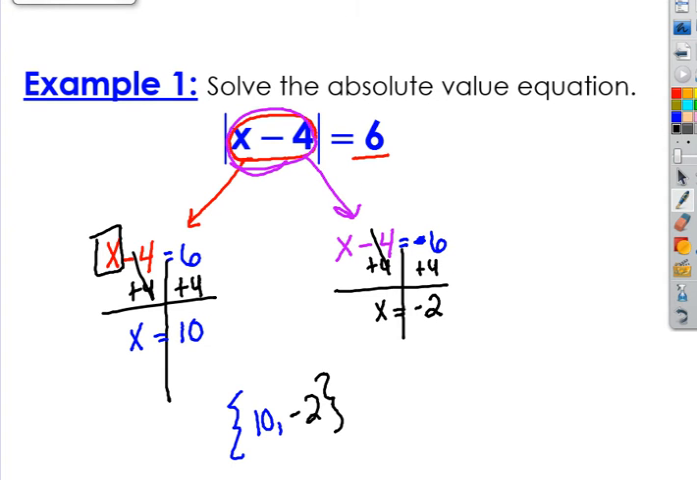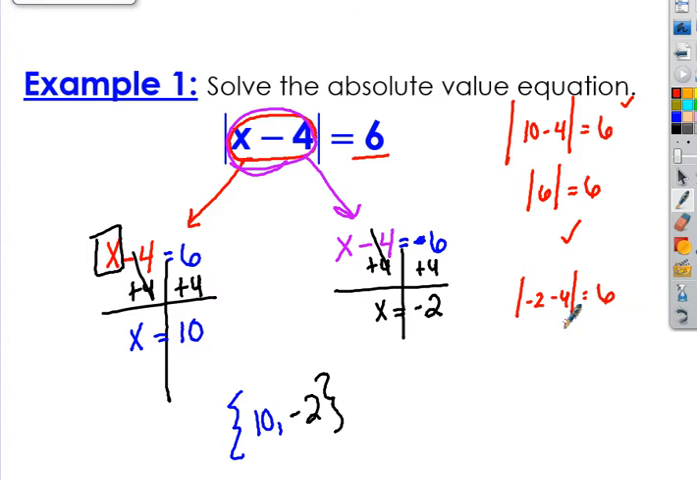And you can always check your answer. I'm going to do that over here. 10 minus 4 is equal to 6. So we're going to check. 10 minus 4 is 6. The absolute value of 6 is 6 away from 0, so that is my answer. Check negative 2. Negative 2 minus 4 is negative 6. The absolute value of negative 6 is positive 6 because it's 6 away from 0, so yes, that is correct.